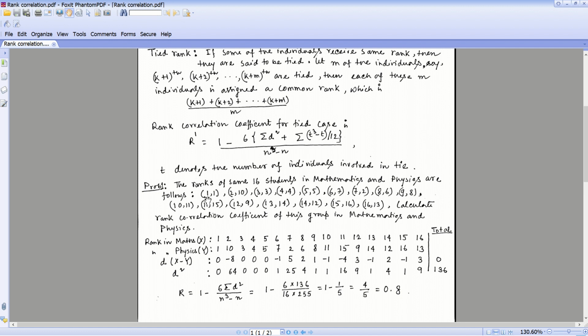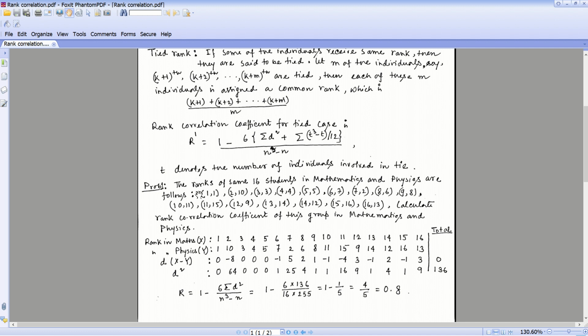data, this one value is the rank of the student in mathematics and this second value is the rank of the student in physics. Similarly, for this one, the first value is the rank of the second student in mathematics, and the second one, 10, is the rank of the student in physics. So this way, for the 16 students, ranks in mathematics and physics are given. You need to calculate the rank correlation coefficient of this group of 16 students in mathematics and physics.